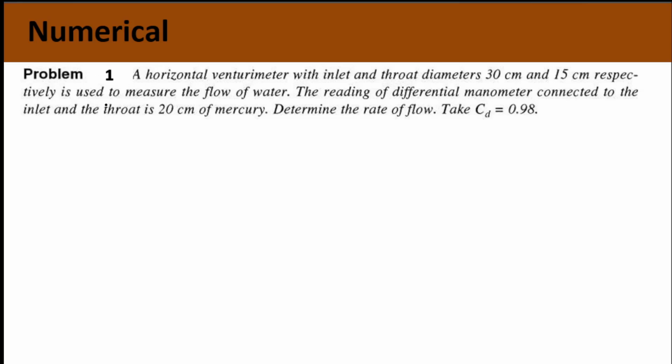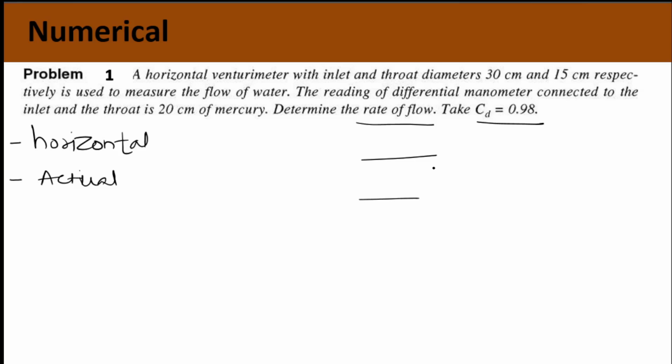Now, we'll solve the numerical. A horizontal venturimeter with inlet and throat diameters 30 centimeter and 15 centimeter respectively is used to measure the flow of water. The reading of differential manometer connected to the inlet and the throat is 20 centimeter of mercury. Now we need to find out the flow rate. Take CD is equal to 0.98. If we look at the numerical, the orientation is a horizontal venturimeter, right? And the CD value is given, so I need to find out the actual discharge through the venturimeter.